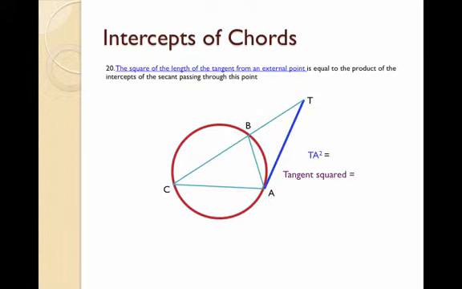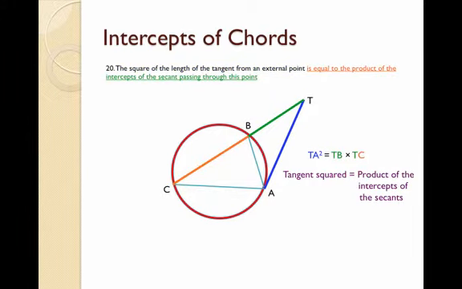We're going to say that the square of the length of the tangent from an external point, so the length of the tangent TA squared, is equal to the product, so we're going to multiply something, of the intercepts of the secant. A secant is a line passing through a circle at 2 points from an external point. In this case, the blue line TA squared is equal to the green line TB times the combined green and orange line TC. Let's see how we can prove this.